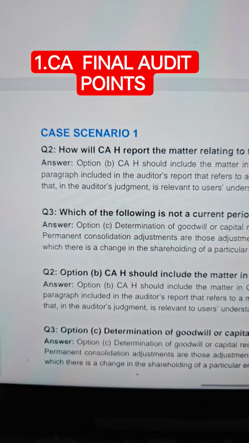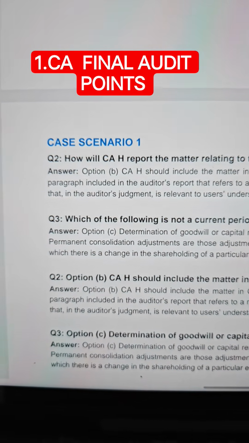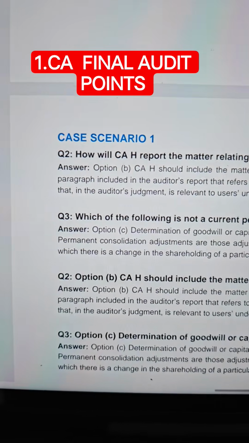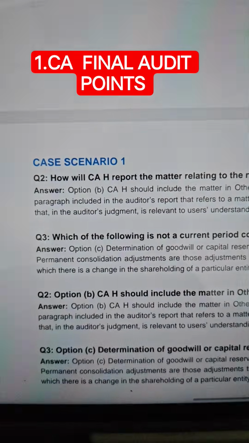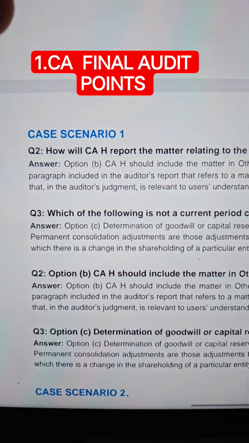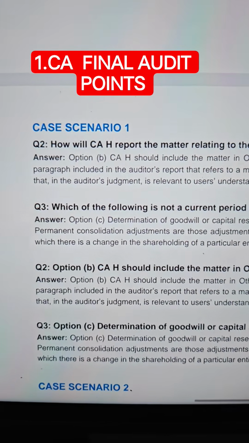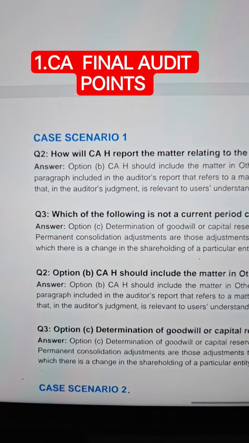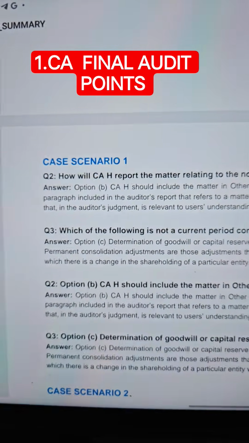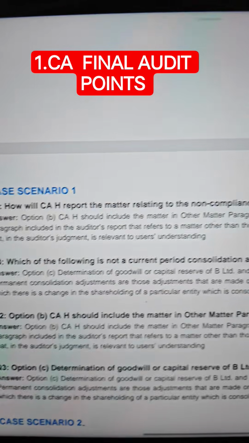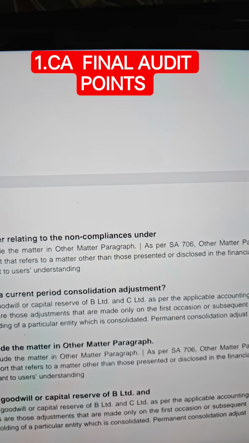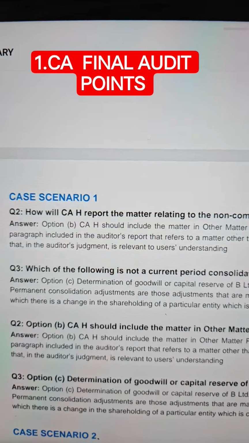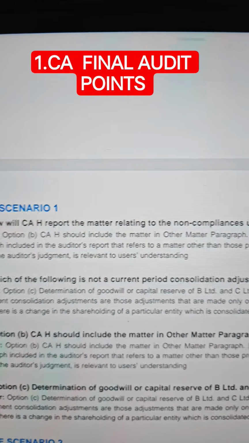Actually, we are dealing with the ICA case study MCQs. Whenever there is a non-compliance with the laws and regulations, where we report in the audit report, it's reported under the other matter paragraph. Okay, here the answer is that CAH should be included in the other matter paragraph as per SA 706. Other matter paragraph is included in the audit report. It's nothing but non-compliance will be included.